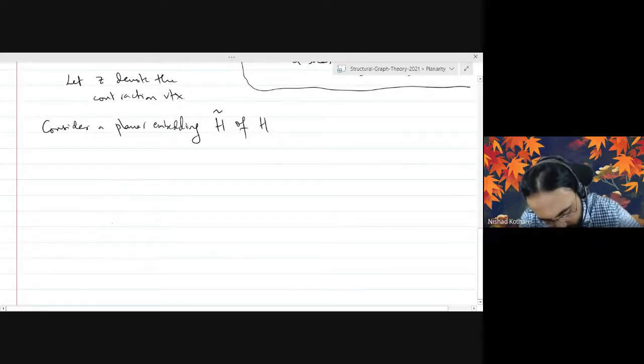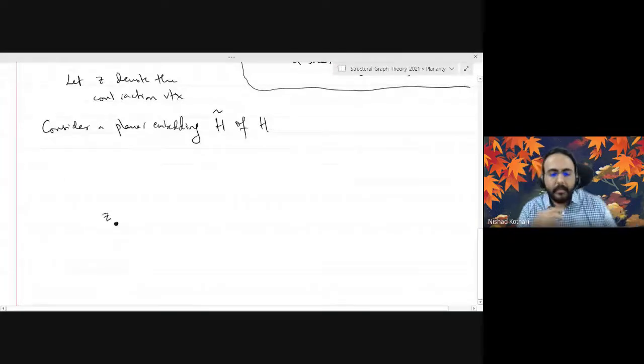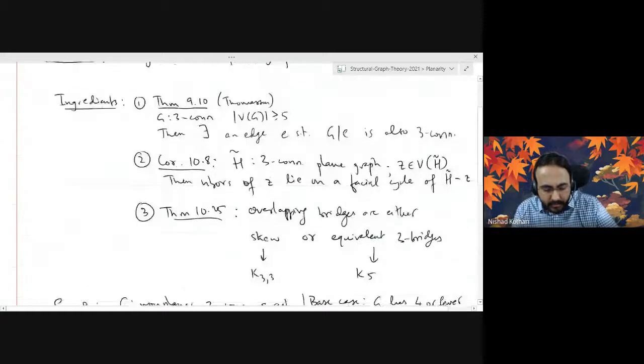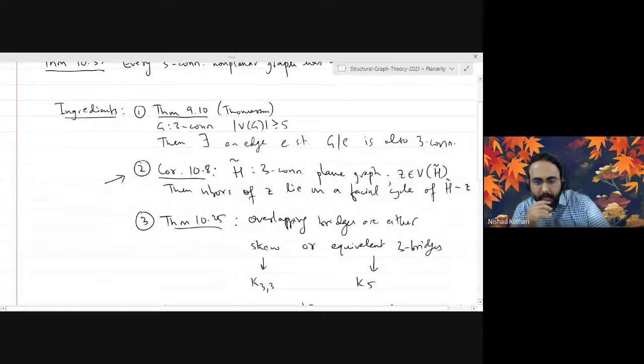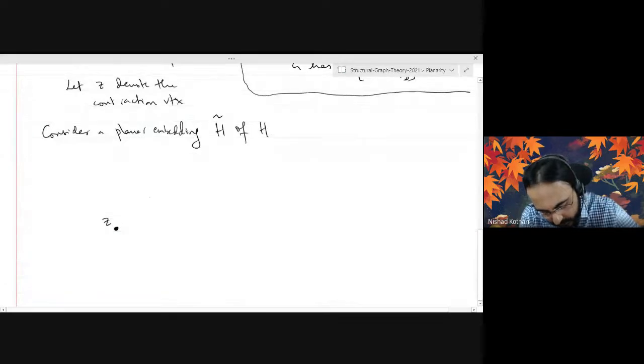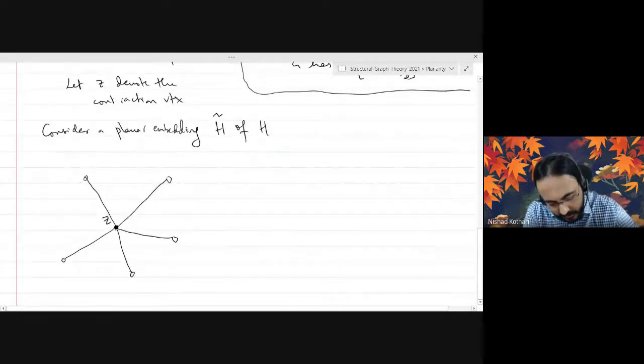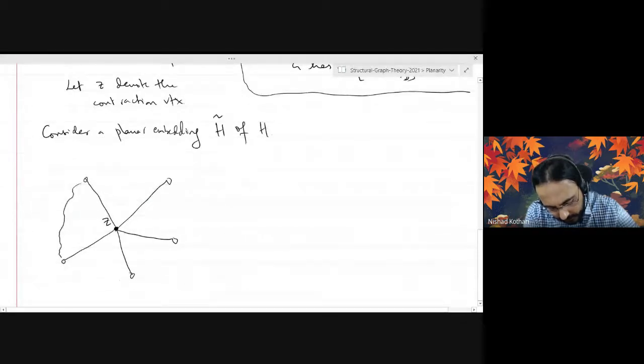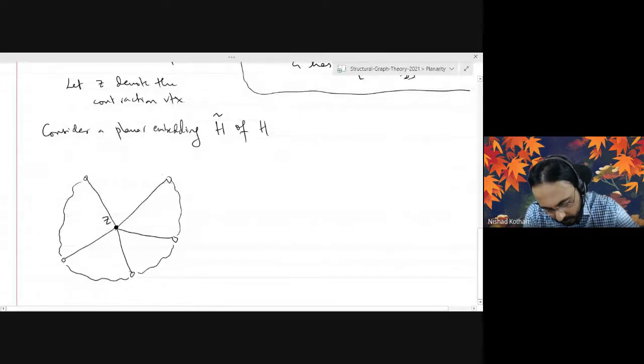Well, maybe let me first put the vertex Z. Now I want to use this result, corollary 10.8. If you have a three connected plane graph and you look at any vertex, its neighbors lie on a cycle, and this is a facial cycle of the graph after deleting that vertex. So what does the drawing look like? Z has some neighbors, could be as many neighbors. But the point is, after deleting this vertex Z, there is a face that contains all of these neighbors. There could be more vertices on this face. This is basically a cycle. It could look something like this.